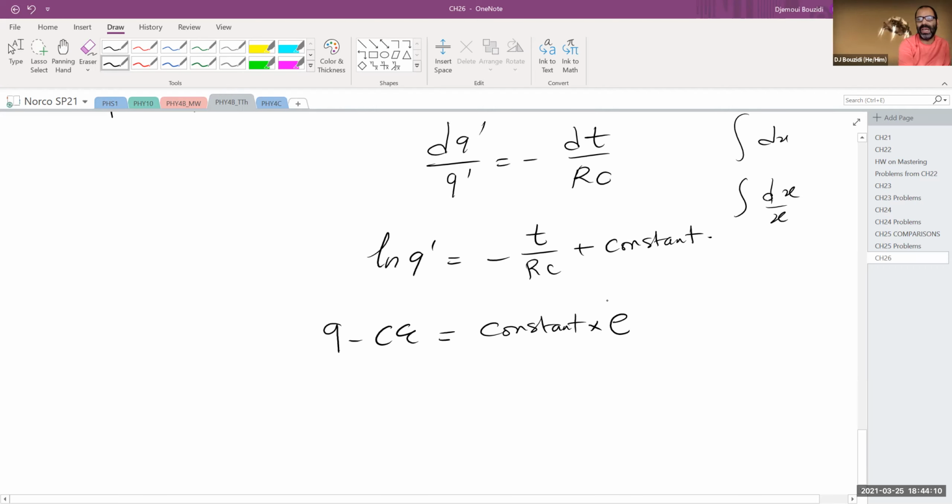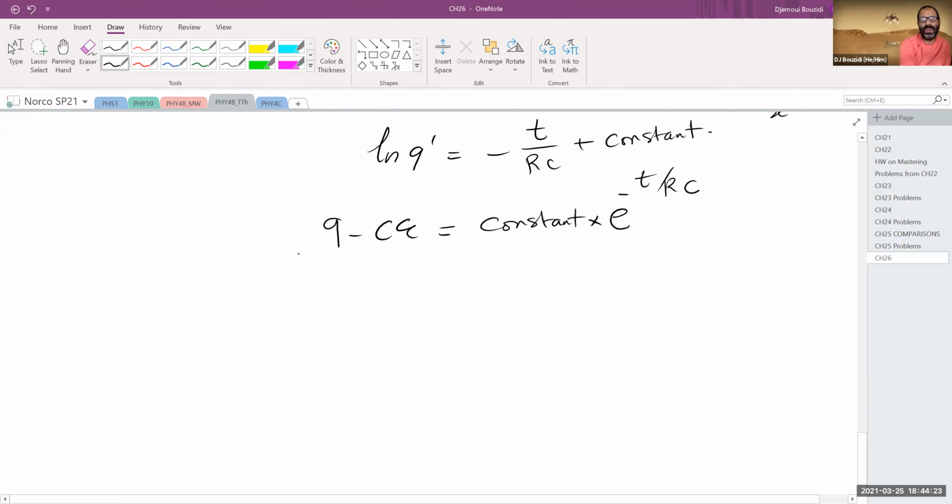Time is the exponential of this guy, which is minus t over RC. Okay? Move the C epsilon to the other side and we're in business. Or immediately, first of all, do the following. We know at t equal to 0, q was 0. In other words, q sub 0 is 0, because there was no charge in the capacitor when we started this whole thing.